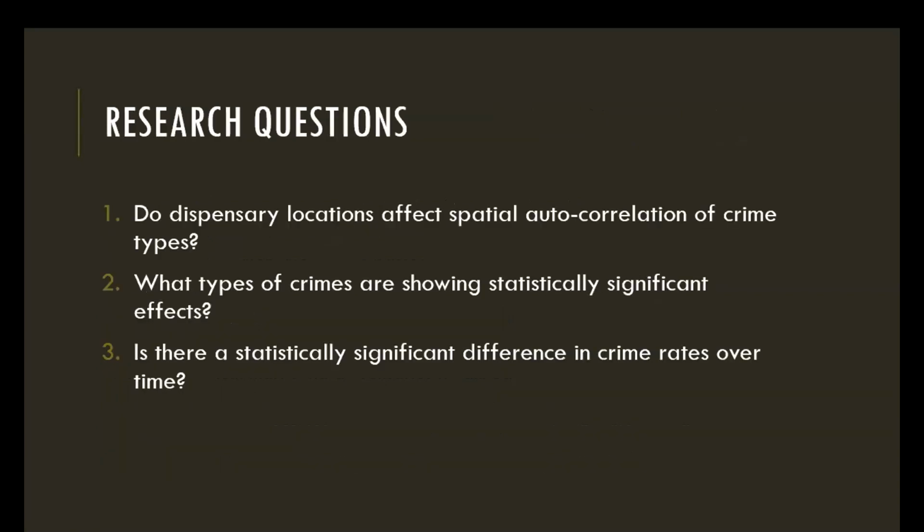So my research questions. I'll be exploring the spatial analysis between crime trends in Denver, Colorado, and aggregated marijuana dispensary locations at the census tract level where recreational and medical marijuana dispensaries have opened. The questions I will be answering with my analysis include: do dispensary locations affect spatial autocorrelation of crime types? What types of crime are showing statistically significant effects? And is there a statistically significant difference in crime rates over time?